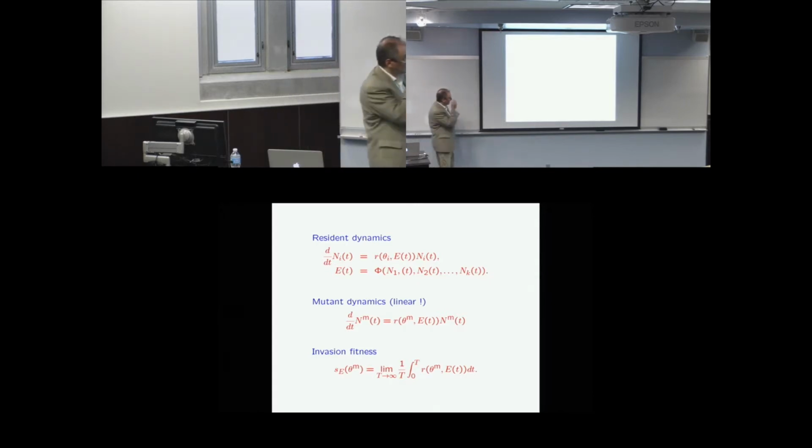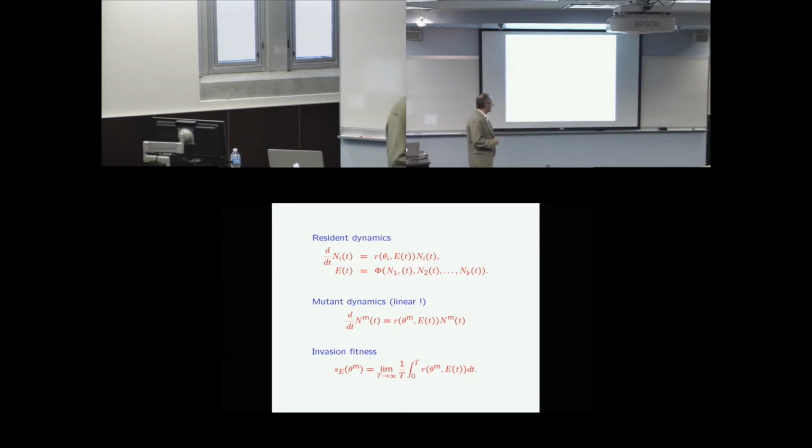So the resident dynamics, where no mutant is present trying to invade, we have k different types. So with different traits present, we label them by theta i, and they grow. And the growth rate depends on the environmental condition, which in turn depends on the population. So we have this feedback. But now you see that if we forget this second row and assume that E is a given function of time, then we have a linear model.